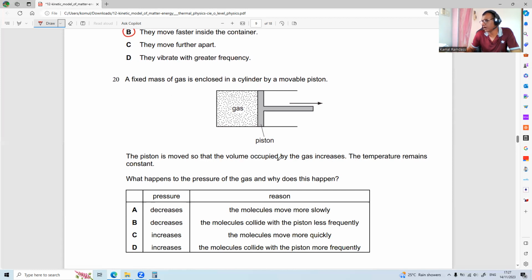Volume occupied by the gas increases. This comes from something we saw here. That means the pressure will decrease. Reason: the molecules move more slowly. The molecules collide with the piston less frequently.